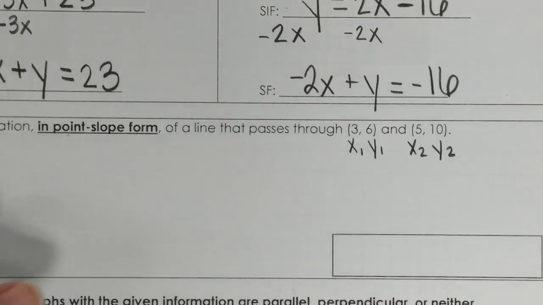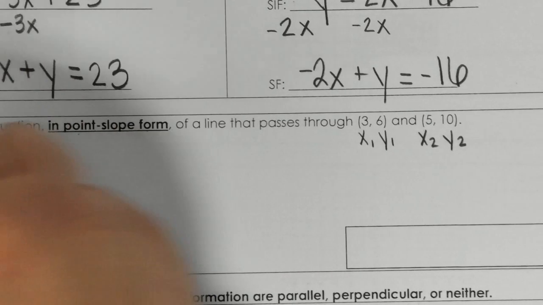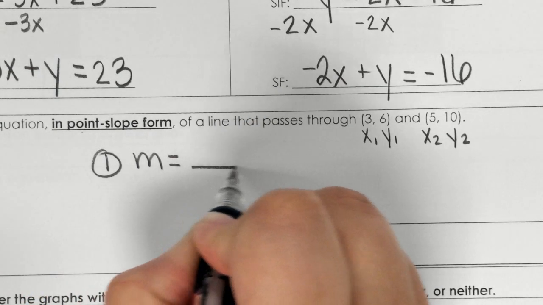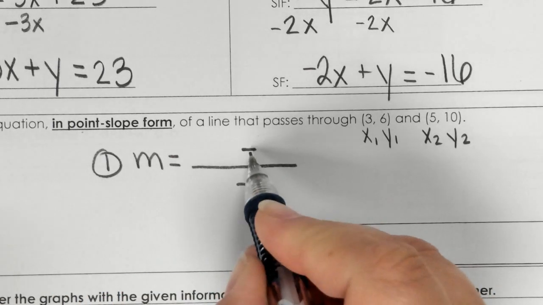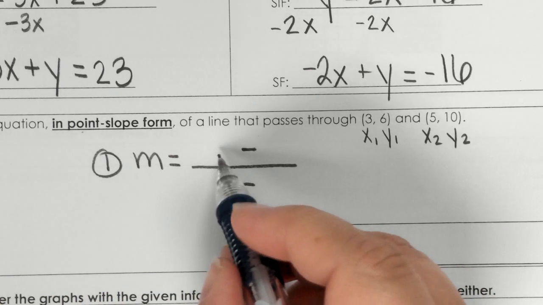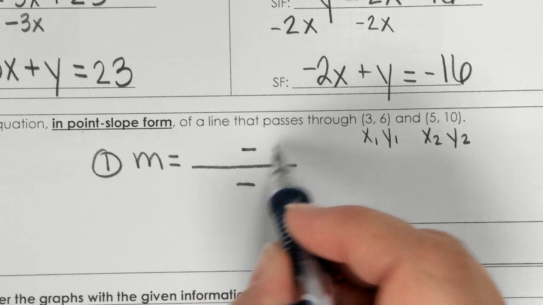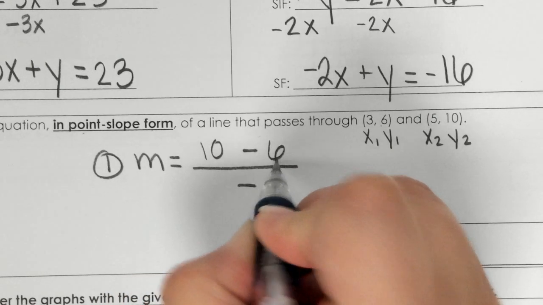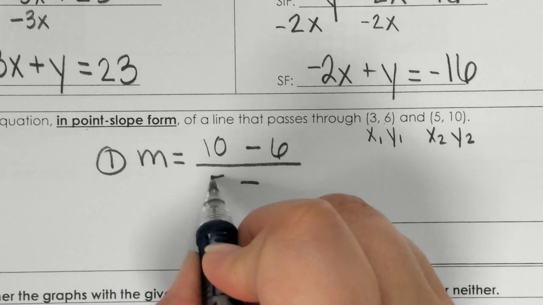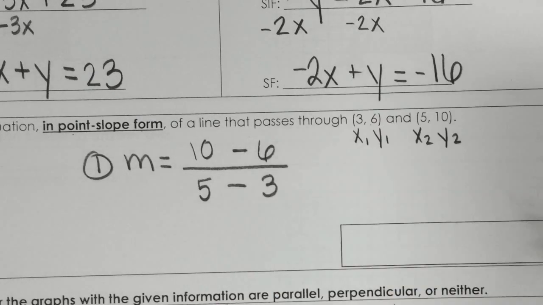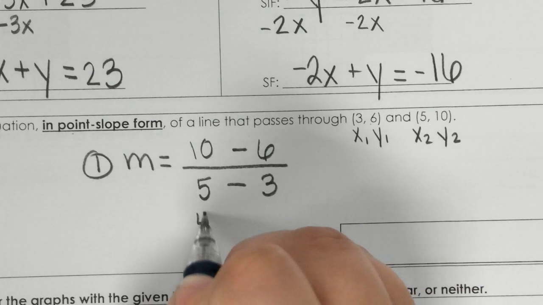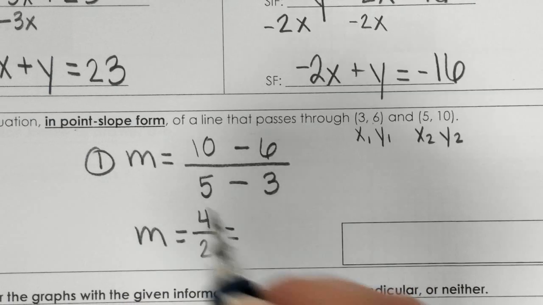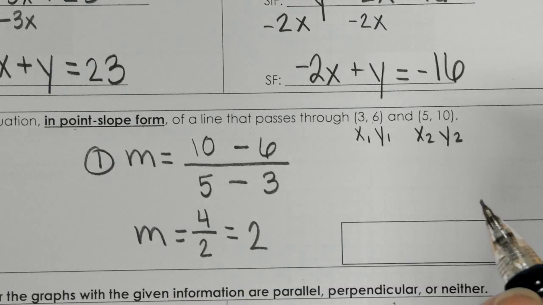Okay, so over here, I'm going to say, okay, slope. These minus signs come from the formula. So at the top, I'm going to do y2 and the y1. So y2 is 10 and then 6. On the bottom, x2 is 5, x1 is 3. So 10 minus 6 is 4, 5 minus 3 is 2. And if I divide that, that's just 2. So my slope is 2.